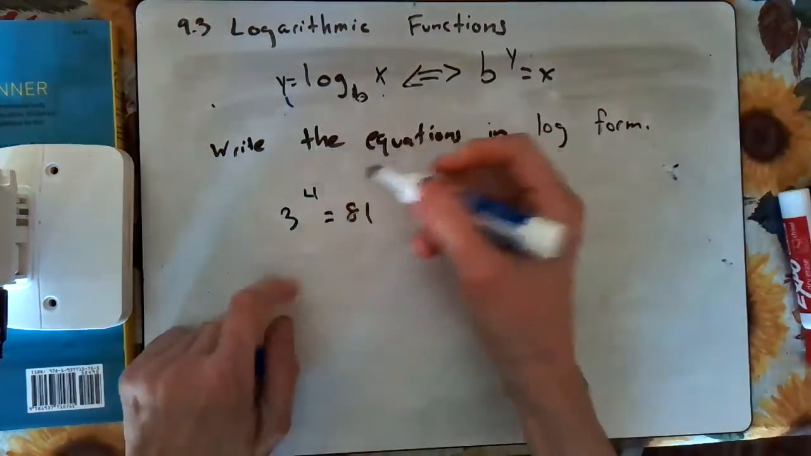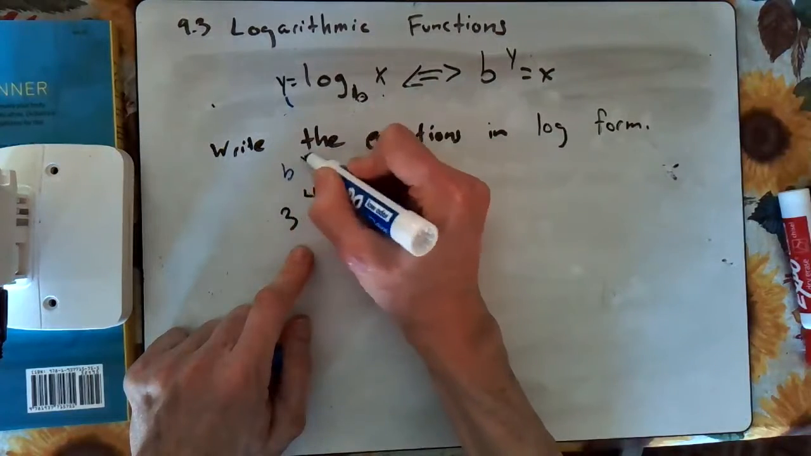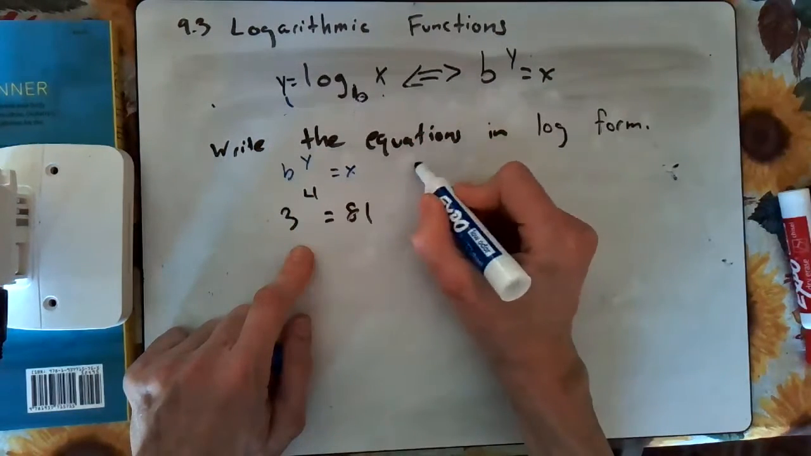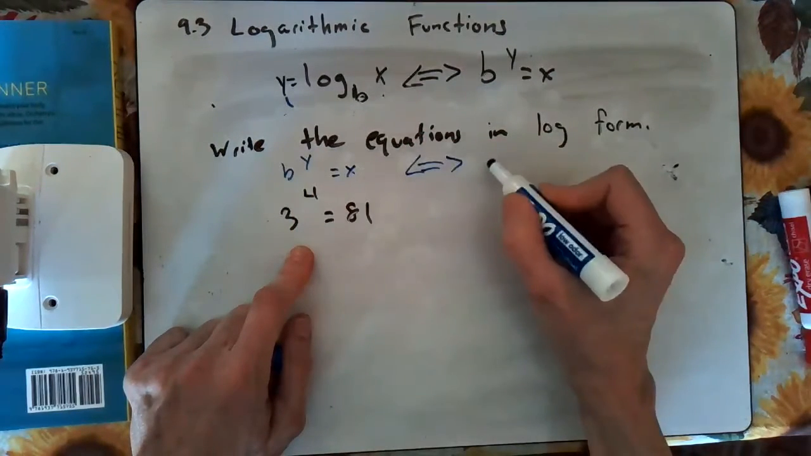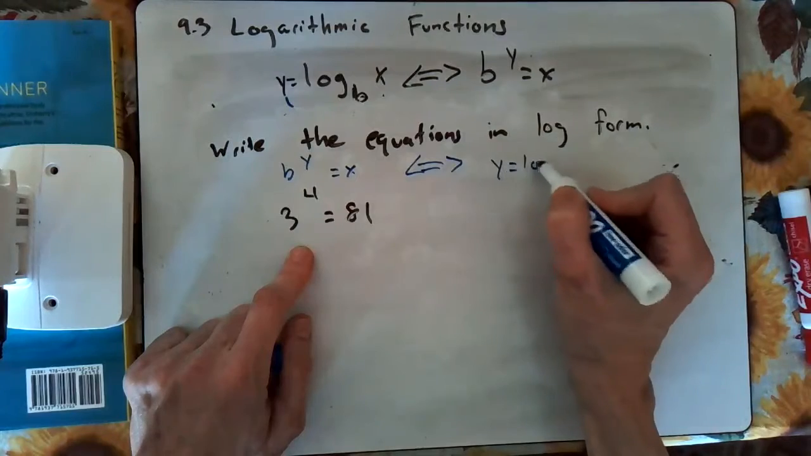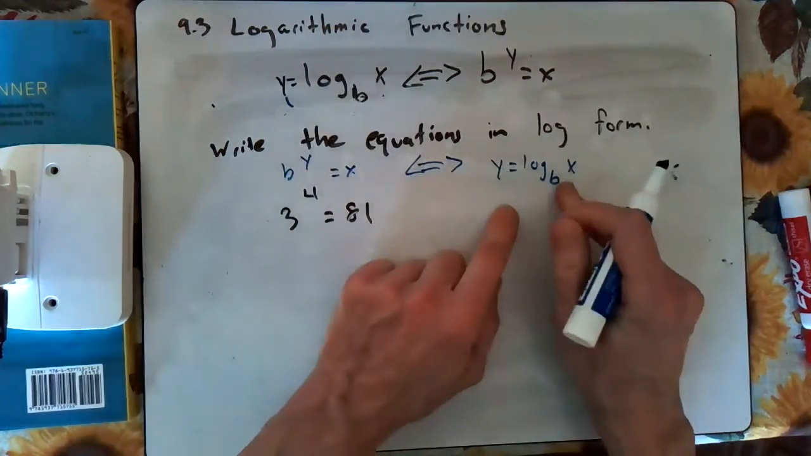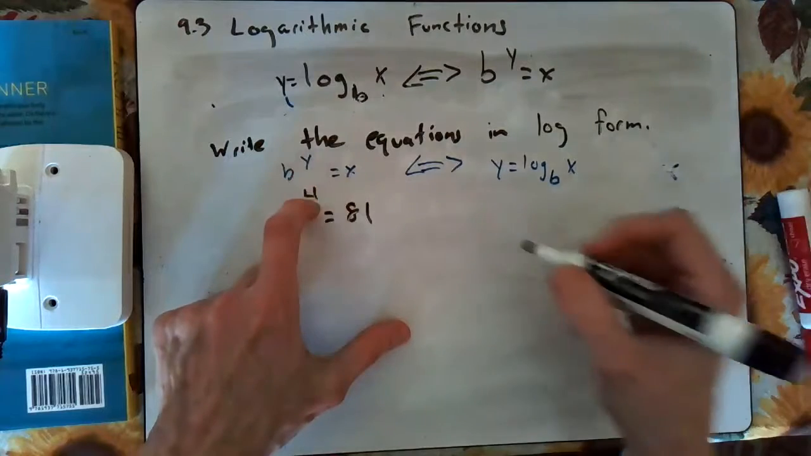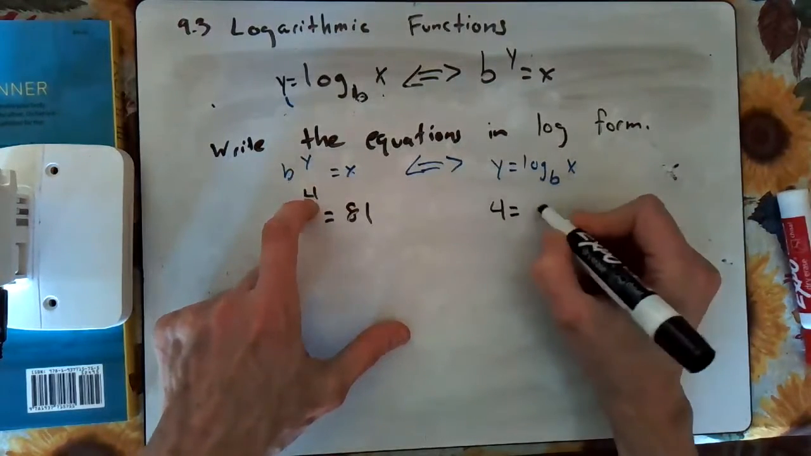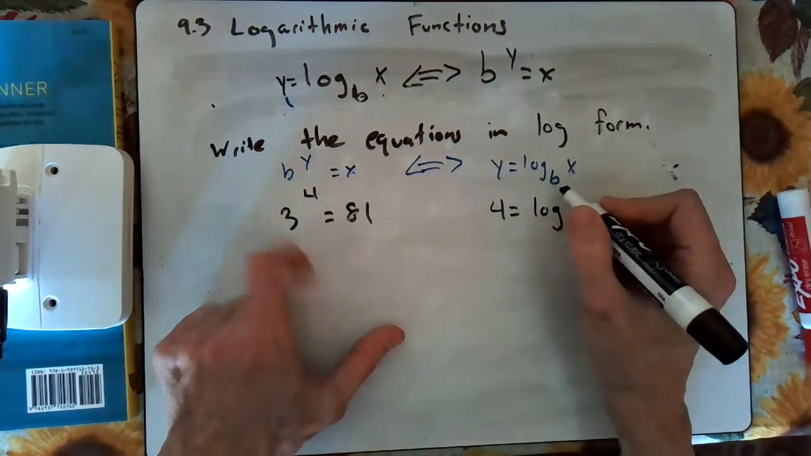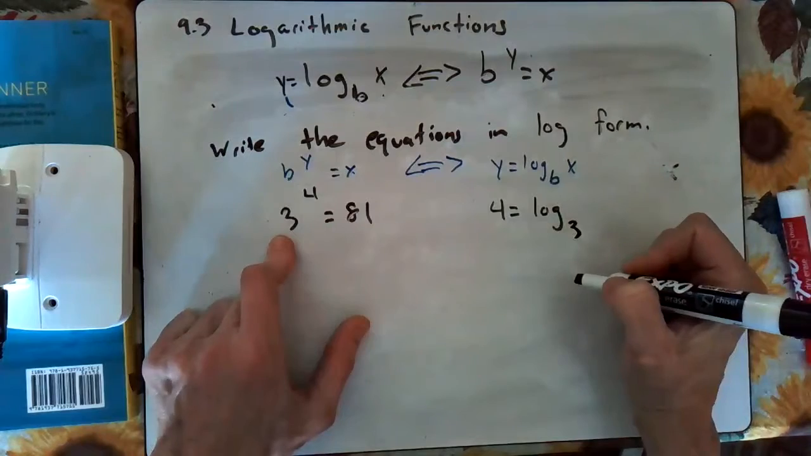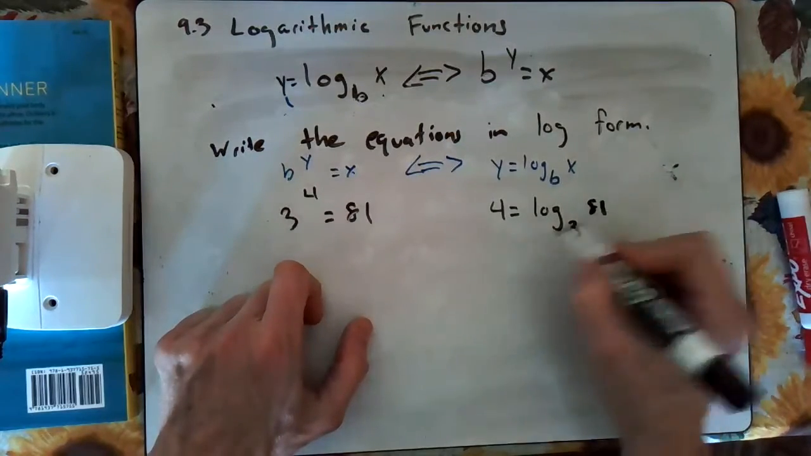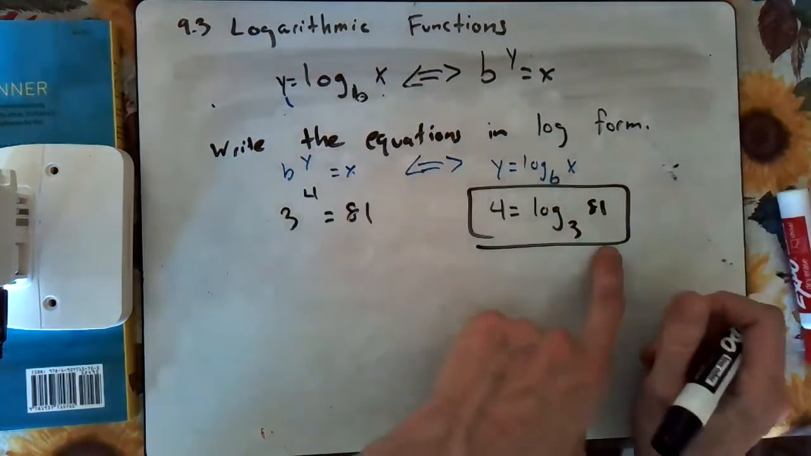Let's write the definition, right? This is b to the y equals x. We're going to do the similar procedure of just writing it out or matching the letters. So what's the y in this instance? 4. Well, log doesn't change. What's your b right here? Oh, it's 3. What's your x? 81. This is your answer right here.